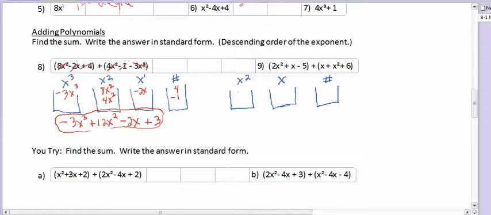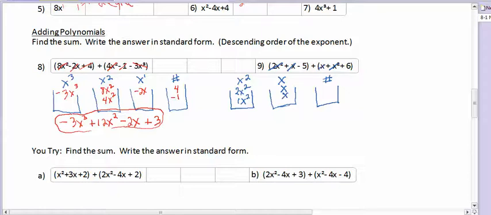So now I have 2x to the second. I use that one. Do I have any more x to the seconds? Oh, I have one. It's a positive 1x to the second. I'll go ahead and put my 1 there. Then x. I have an x here. It's a positive x. And then I have another x here.